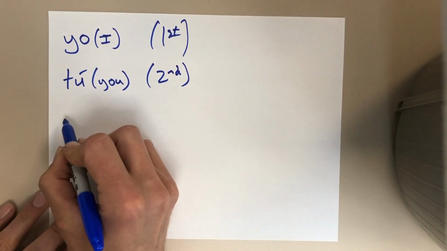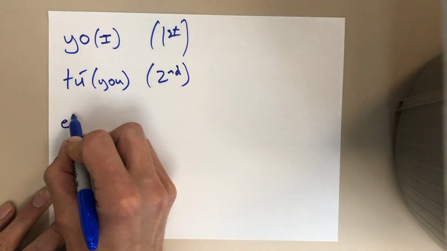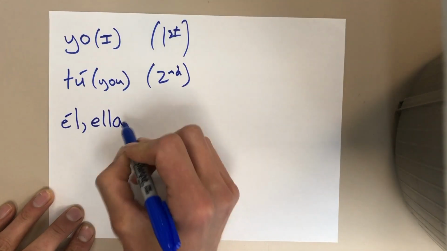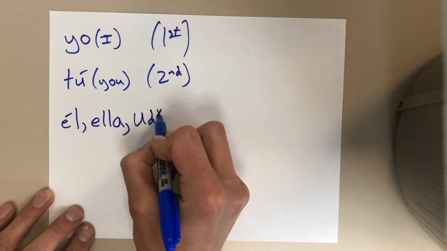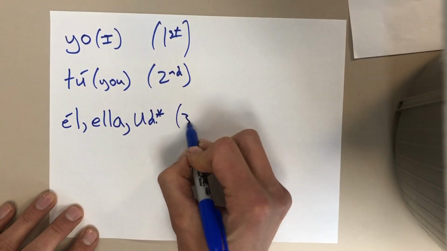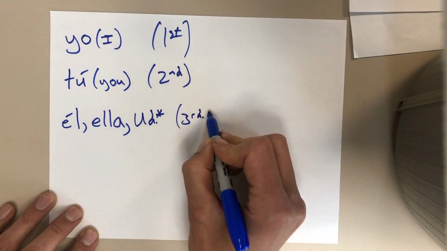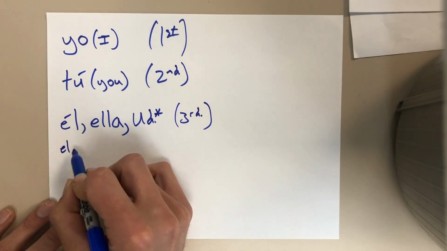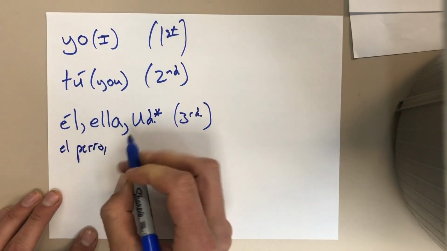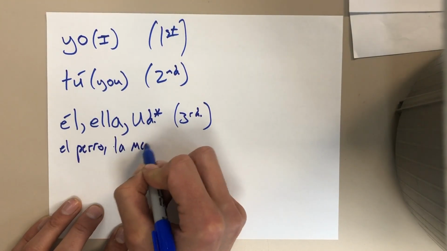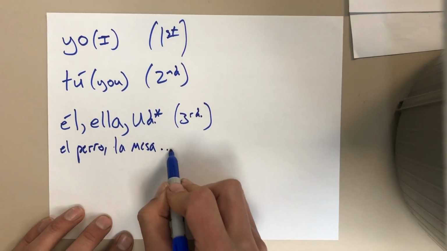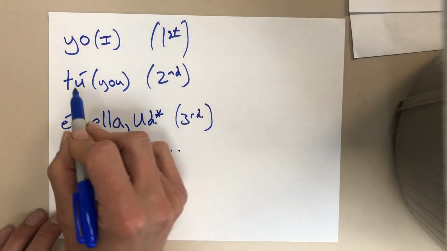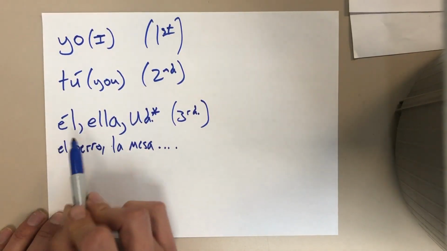Singular. And then, what's third person singular? He or she or usted, which we won't explain right now. It's not going to be on anything we do. We're just building to it. It's also everything else, like the dog, the table, or the planet, the world. There's infinite things that can be this. So this one can only be yo, this one can only be tú, this one can be multiple things.